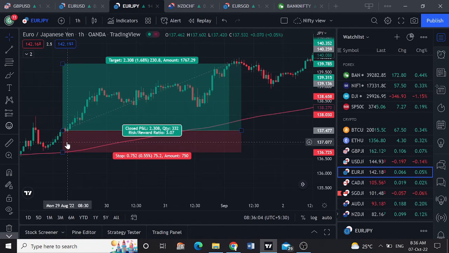We executed this trade on the 29th of August, and we exited this trade on the 1st of September. So it took nearly the entire week. On Thursday we exited. It was quite a long trade, but it eventually worked out in our favor.